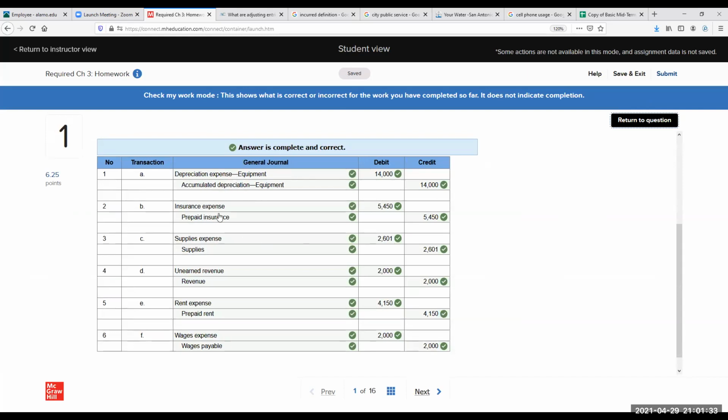Record the depreciation, record the insurance expense, supplies expense. Your liabilities go down if you did some work. What was your rent expense? What's your wage expense? So these are all examples of adjustments done at the end of a period, and they make your financials more accurate.